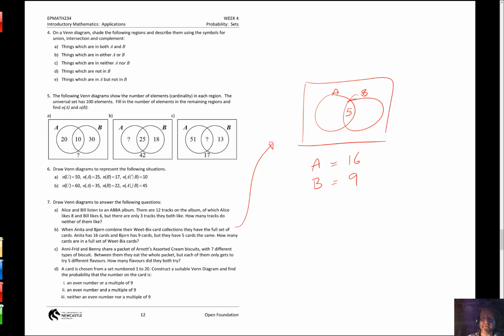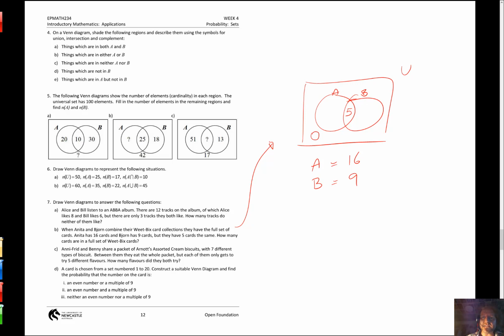Okay, well I know that 5 is the overlap. It also said that between them, they own the full set of cards. There are no cards inside the full set of Weet-Bix cards that they don't have. It's subtle, but can you see how that's telling us there is a naught out here? There are 0 cards within the universal set of Weet-Bix cards that they don't have. Between them, they have the full set. So it didn't say put a naught out there, but it did. Is that speak good? Yeah, great.